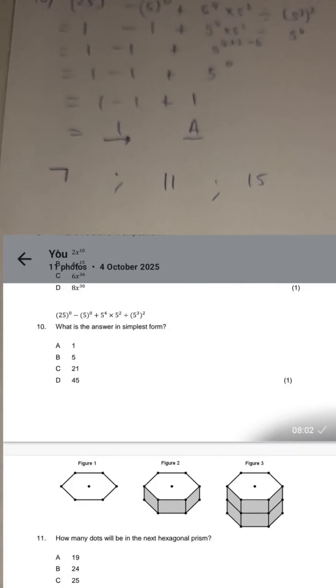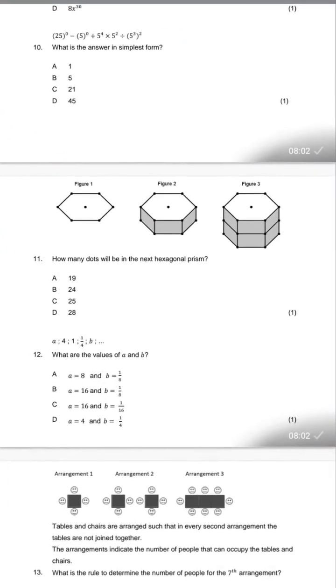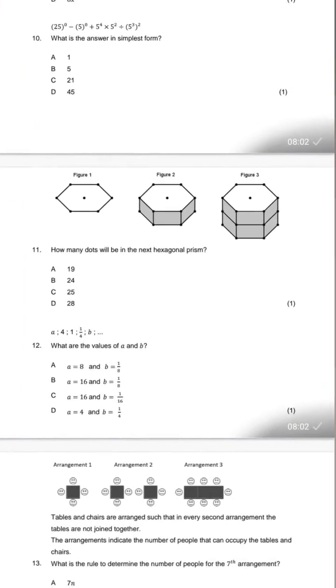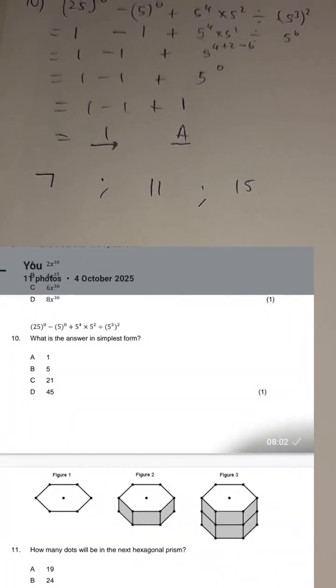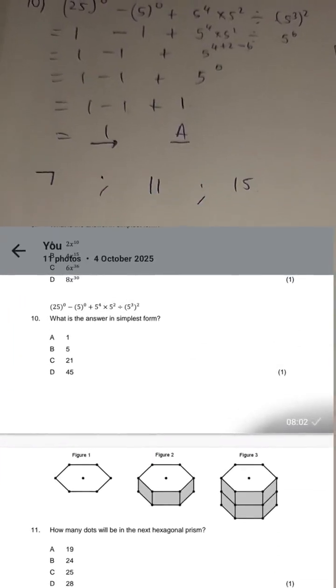This is very important, guys, that from the figures that you have, you need to be able to, as it says, find how many dots will be in the next hexagonal prism. So we need to first establish how many dots we have in the 3 figures. And the question is, how many dots will we have in the next hexagonal prism?